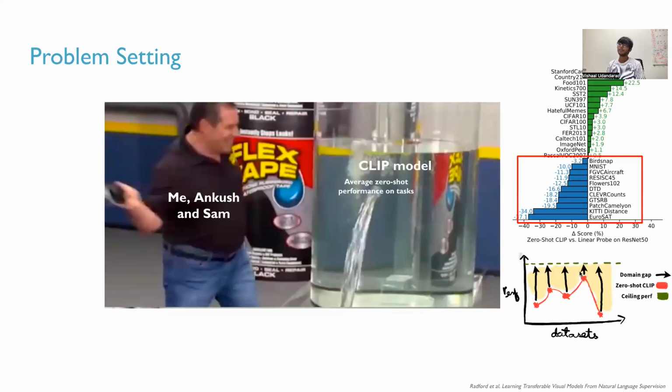CLIP is ubiquitous in the vision language community these days. However, it does suffer from one key issue. The issue being that when the downstream task we test CLIP on diverges too much from the pre-training dataset it has seen, the downstream performance of CLIP tanks.